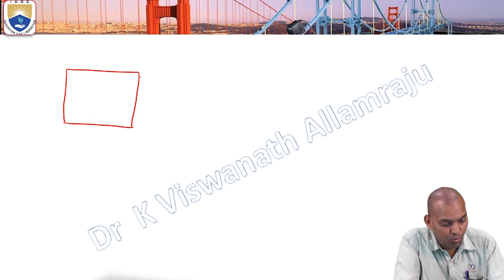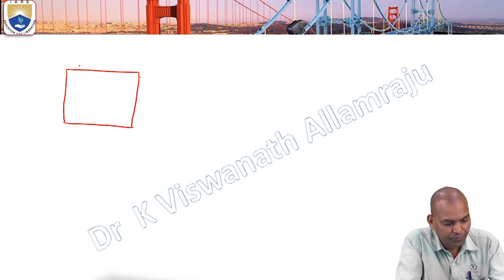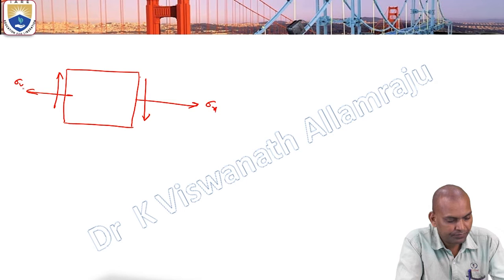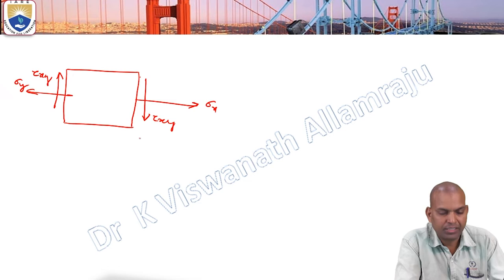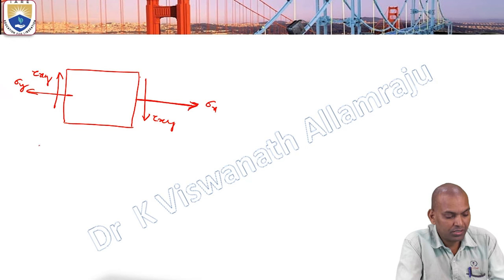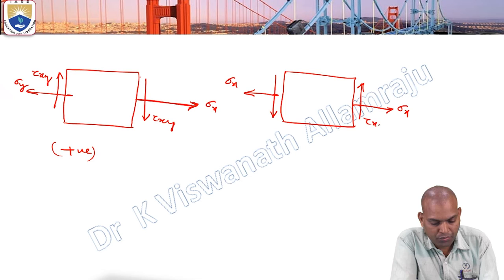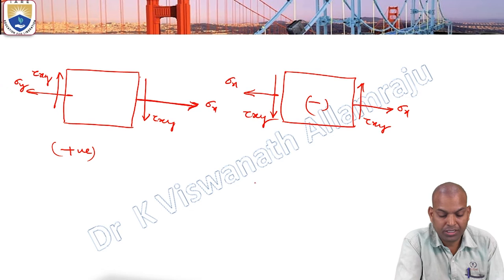What are the sign conventions for complementary shear stresses? If we consider the plane, about the x-axis where sigma x acts, if the shear stress is in clockwise direction, then this complementary shear stress is positive. If it is in counterclockwise direction, with sigma x tensile, that tau xy is considered negative shear stress.